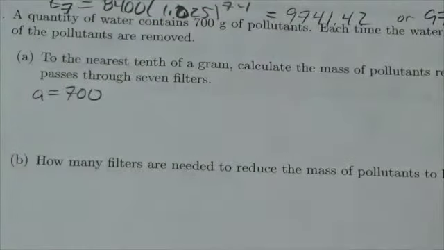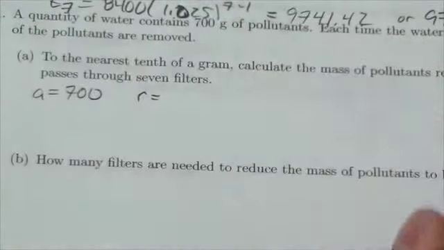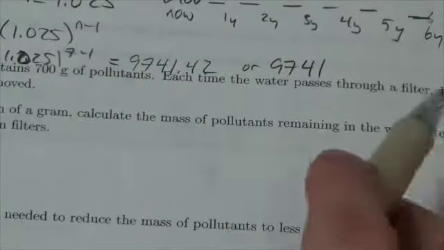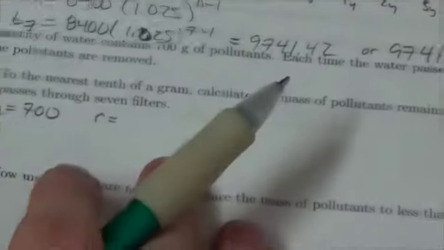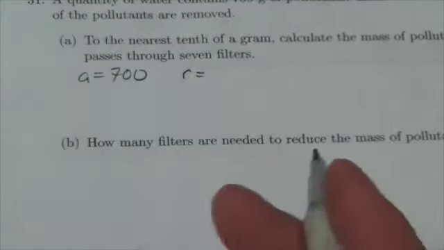Okay, well, to start off with, we're taking a look at the number of pollutants in there. We've got 700 grams of pollutants. Now, r is going to be related to that 18%. This is worded in kind of a weird way: 18% of the pollutants are removed. We're losing 18% of them. We don't have 18% left.